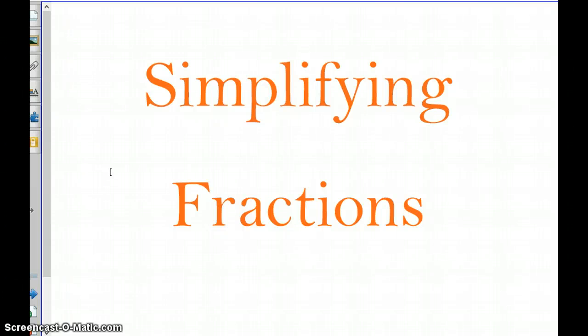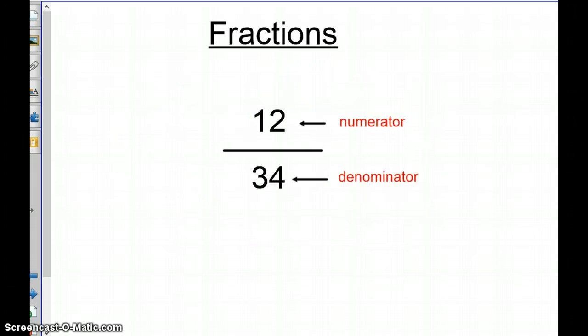Hi, fourth grade. Today we're going to be learning how to simplify fractions. So just to review, a fraction is when you express part of a whole.